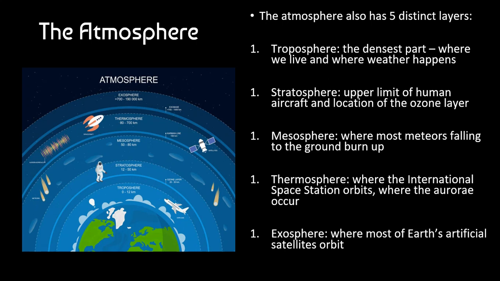And finally, the exosphere, which goes out to a distance of nearly 200,000 kilometers from the Earth, so more than 4 times the diameter of the actual planet. And this is where a lot of our artificial satellites orbit, so things like our GPS satellites and our weather tracking satellites and our internet and communication satellites, they're all orbiting the Earth at this distance.